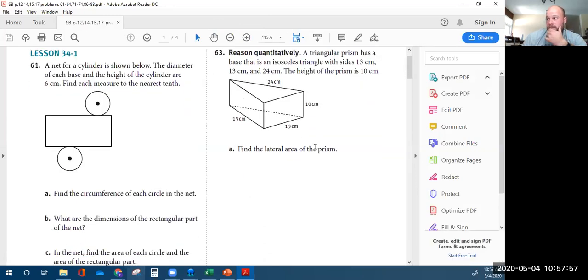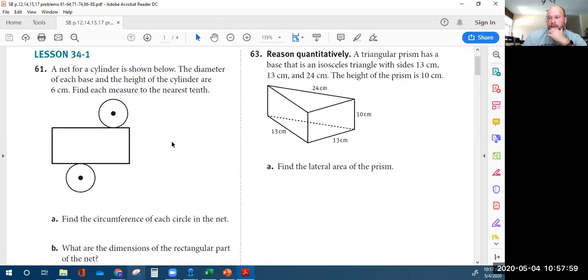So you said number 61, correct? So on this one, there's a couple different questions about it. It says a net first cylinder is shown below. The diameter of each base and the height of the cylinder are 6 centimeters. Find each measure to the nearest tenth. So it told us the height. So this goes back to the image of what I'd shown you guys on Friday. This is just the net of that figure.